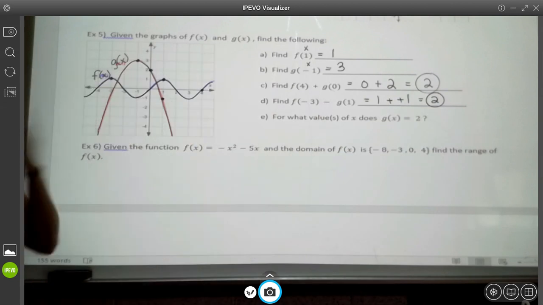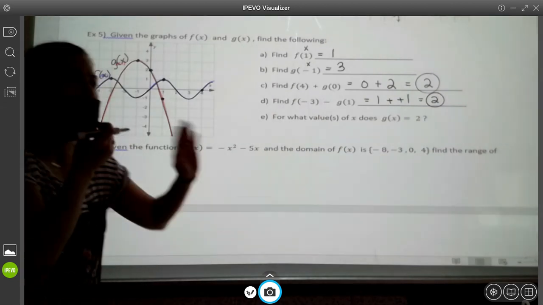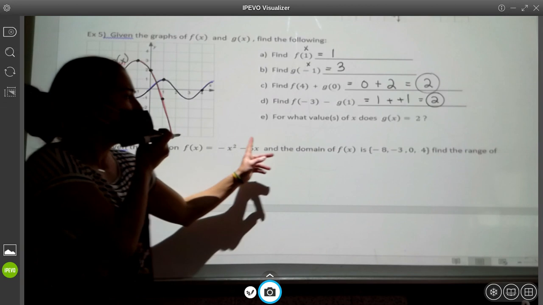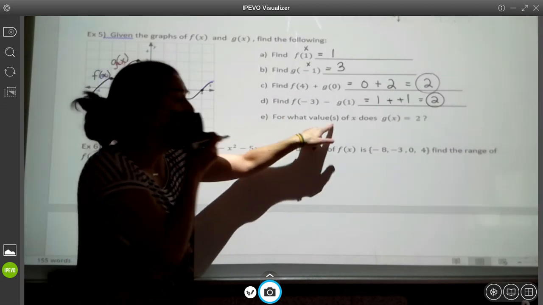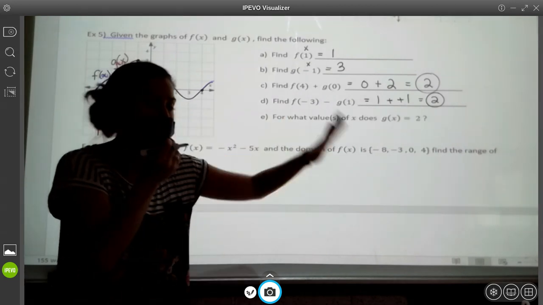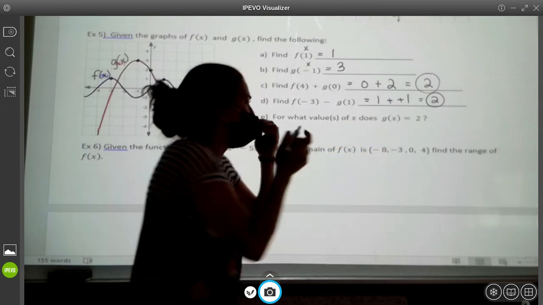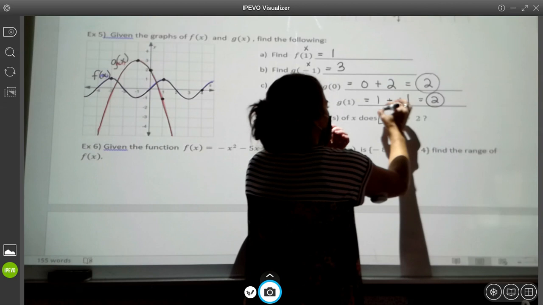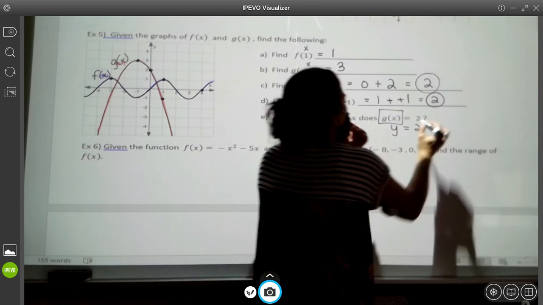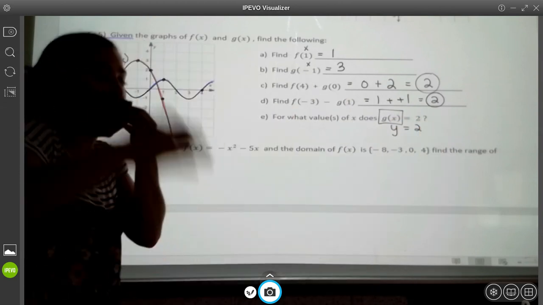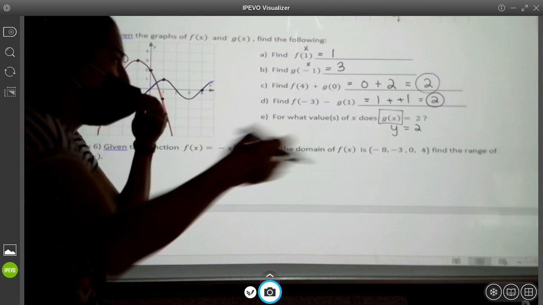Okay? All right, now they switch it around on you. Now they throw you the curveball, right? Now we're going to reverse it. Now they want to know for what value or values, so there could be more than one answer, of x, does g of x equal 2? So again, g of x represents y. We want to know, when does g of x spit out a y coordinate of 2?